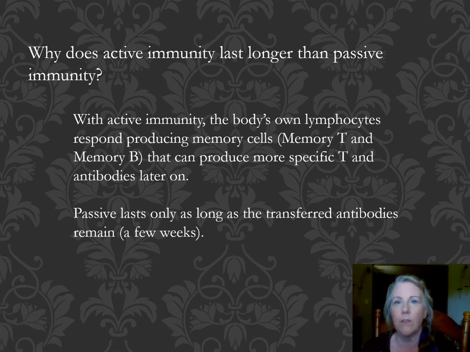Memory B cells really don't do anything on the first exposure, but on any subsequent exposure, they're going to recognize and bind, and immediately differentiate into more plasma cells and memory B cells. And now we have some very quick antibodies made to that pathogen, right?